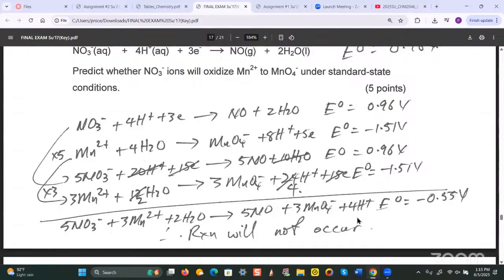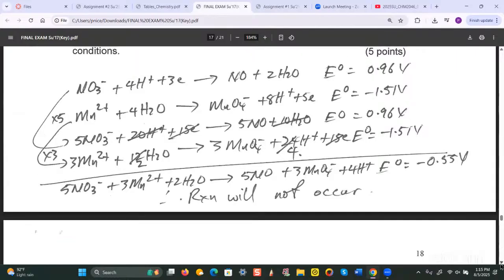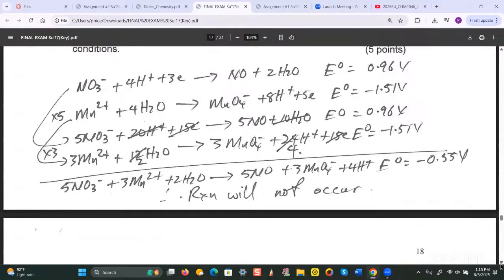The reverse reaction is more likely to occur, where the permanganate will oxidize the NO to form these two products, all right? So that's basically how that problem is done. All right? Any questions? Yes, sir.